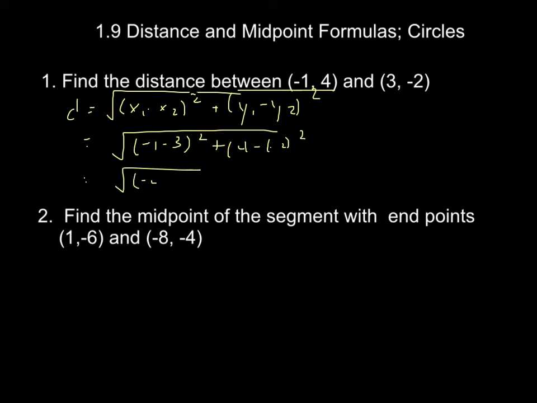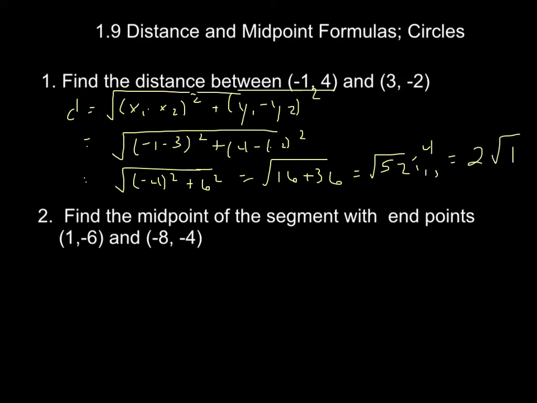So that's going to be -4 squared plus 6 squared, which gives me the square root of 16 plus 36, which is the square root of 52. 52 is 4 times 13, so that's going to give me 2 square root of 13. If we wanted the decimal, then we could just plug it in the calculator.